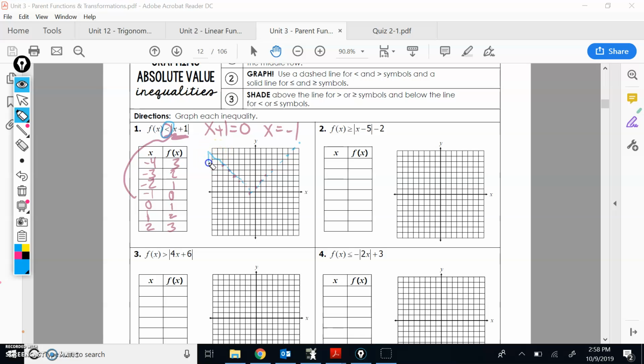Next step we have to do is shade. You're either going to shade above the graph or below the graph. If it's a less than symbol, like this is, you're going to shade below. If it's a greater than symbol, you're going to shade above. So take a colored pencil or use your pen or your normal pencil and shade everything below. Do the best you can to be as accurate as you can below this graph. And all of these ordered pairs that are below this graph are your answers.